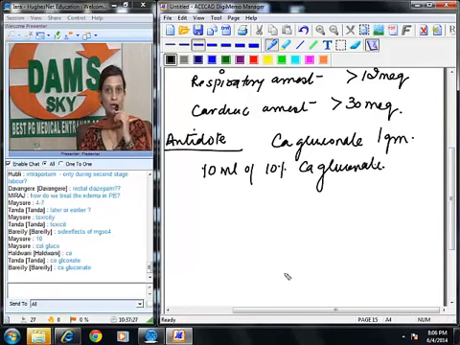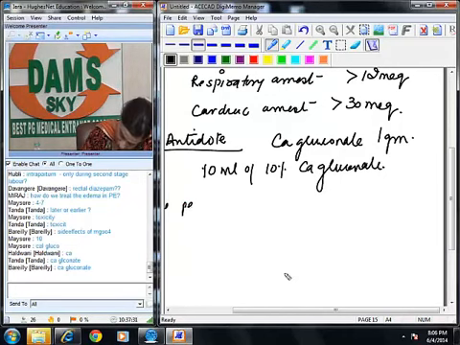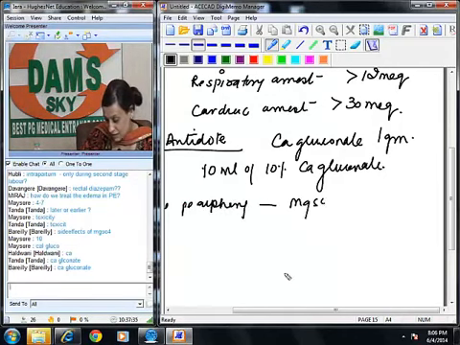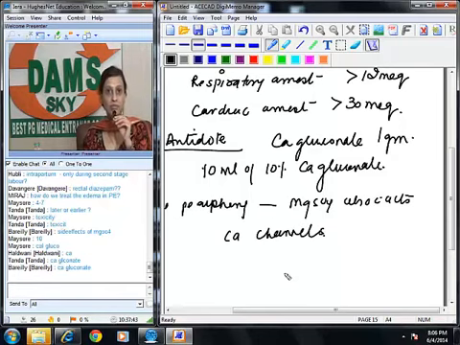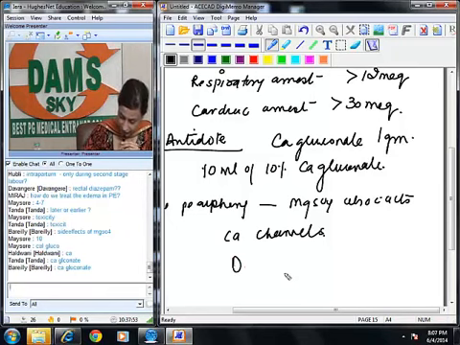Now, this is because at the periphery, magnesium sulfate also acts on the calcium channels and it prevents the inflow of calcium. That is why the antidote is calcium gluconate. Right? Now talking about delivery.